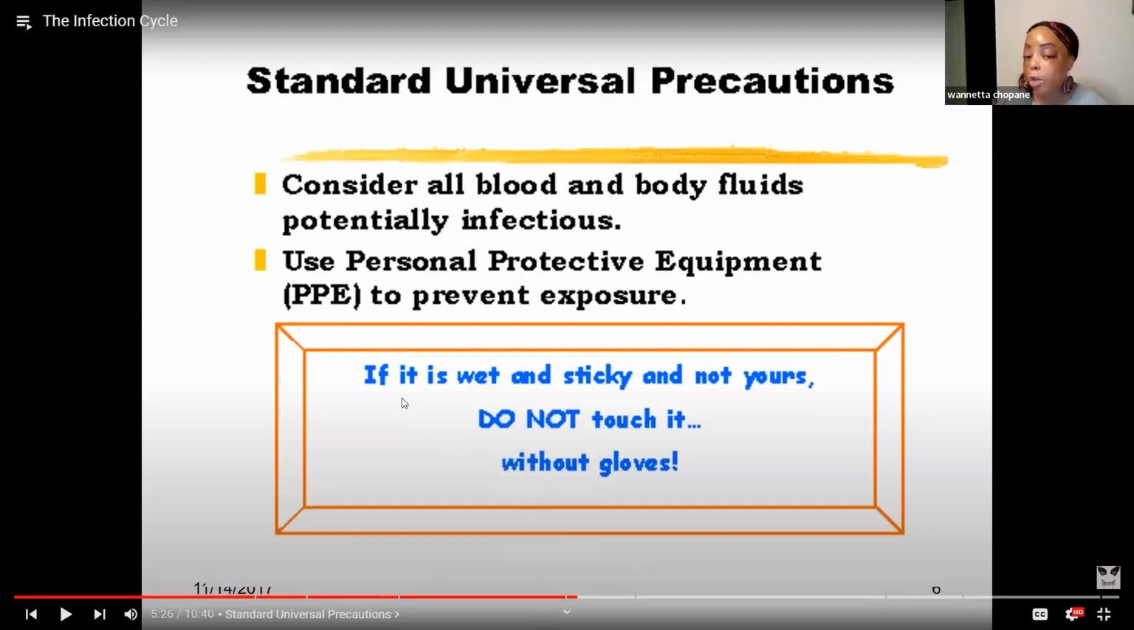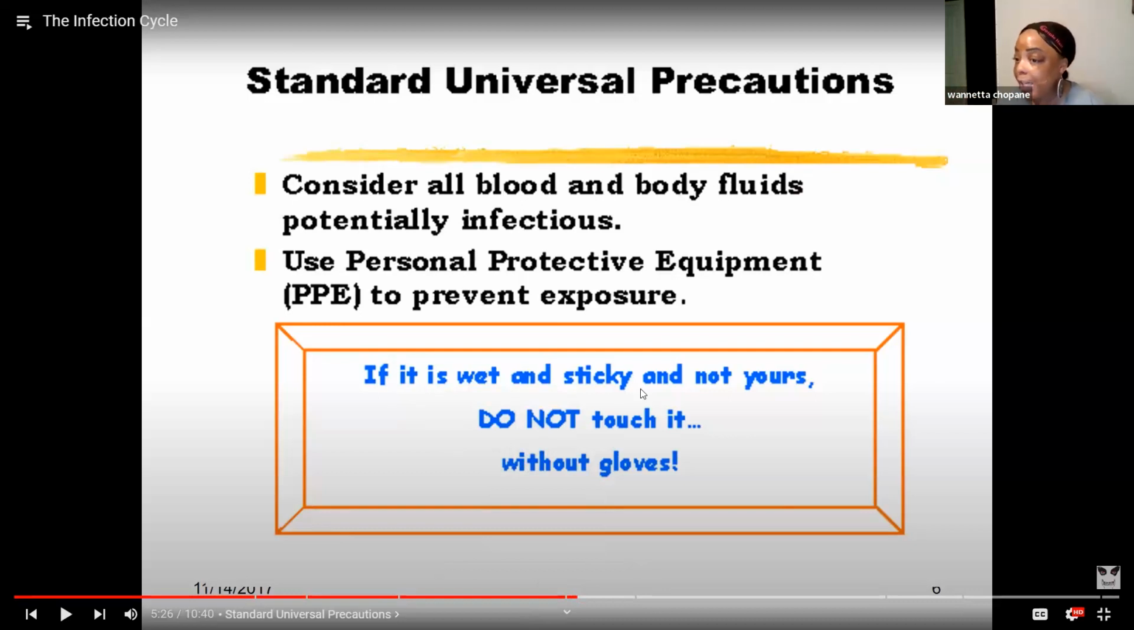And then, like the video said, I don't know if you heard it, but typically, if it is wet and sticky and it's not yours, do not touch it without gloves. So if you see something that's wet, that's sticky, don't touch it. Just go ahead, put on gloves. It could be on the counter. Go ahead and put on gloves and use the Clorox wipes to wipe it up.